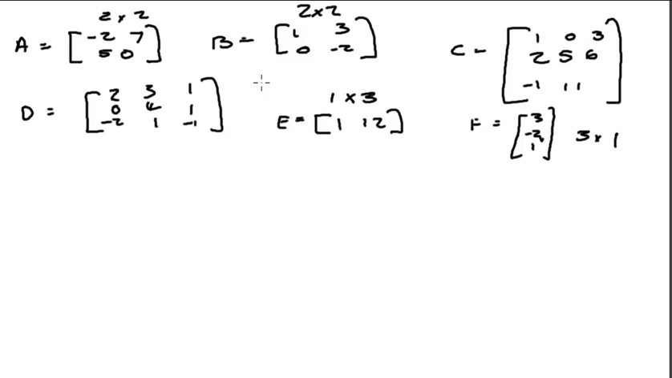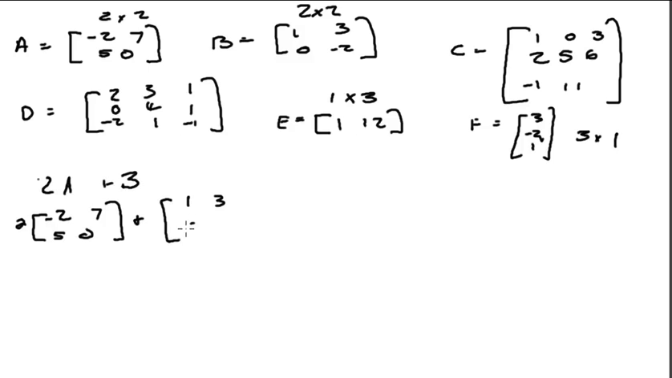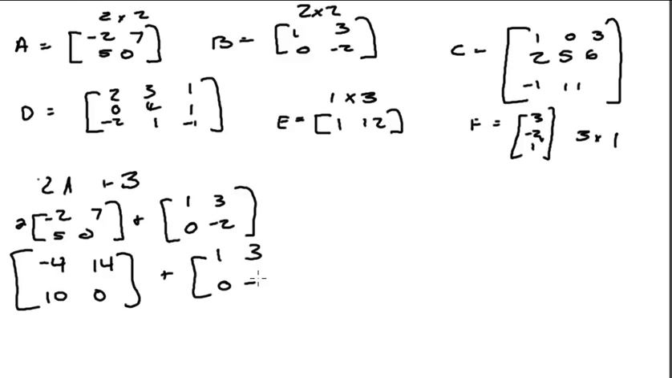So let's figure out what 2A plus B is. When I multiply a matrix by a number, that's very easy. I just multiply everything in the matrix by that number. So 2A is 2 times negative 2, 7, 5, 0, plus B is 1, 3, 0, negative 2. So I multiply everything in this by 2. So I get negative 4, 14, 10, 0, plus 1, 3, 0, negative 2.